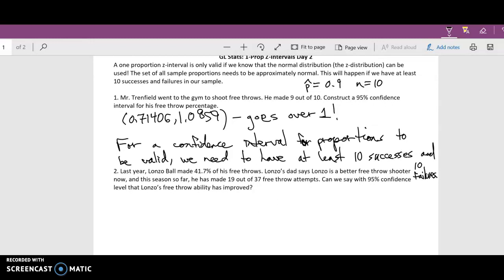This confidence interval said that he had a true percentage of hitting free throws between 71% and 108%. Definitely not, right? Almost 109%.